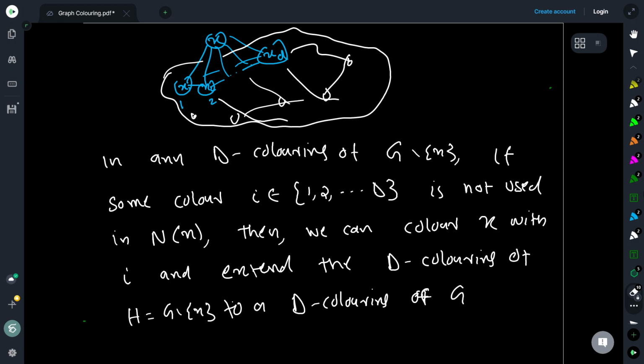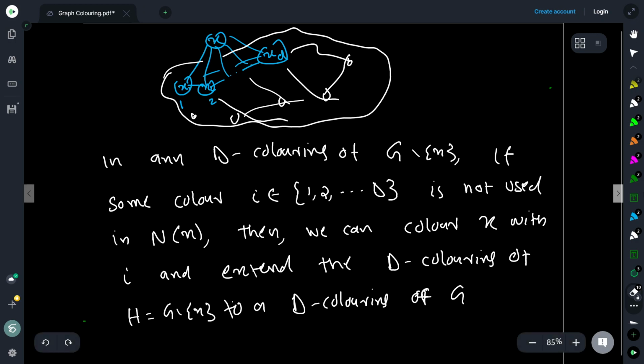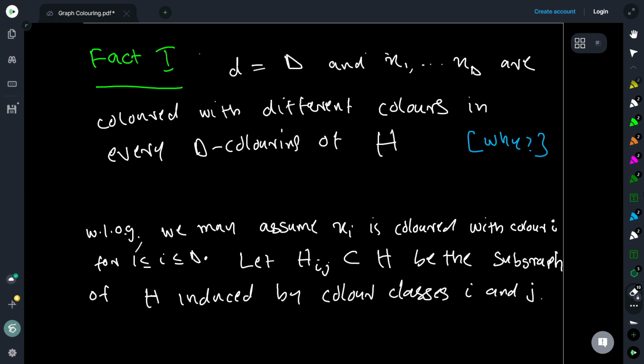So I think I have written it down here. In any delta coloring, we can extend the coloring if the degree is less than delta. So that is the first fact. D is equal to delta, and all the delta colors must appear on these vertices, because otherwise we can still color, even if the degree is larger. If some of the colors are repeated, we still can find such a color. So the fact one that we observe is that x1 to x delta are the neighbors of x, and all the delta colors are used in the vertices x1 to x delta.